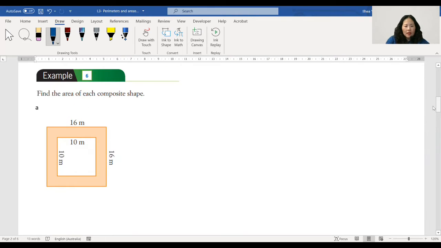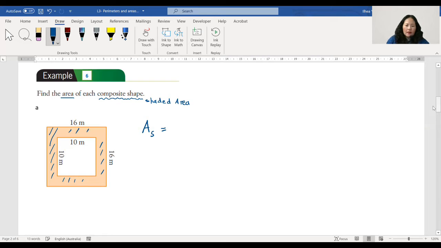So example 6. Now we are going to find the area of each shape, but some of them I would like you to find the perimeter as well. Not all of them, but some of them. So let's have a look. I need to find the area of this composite shape. The area of the composite shape is the shaded area, okay? So I'm going to go area of shaded equals, how are we going to find the area of this shaded part?